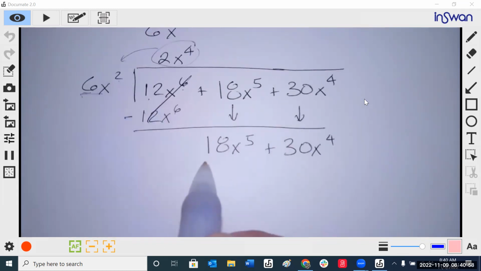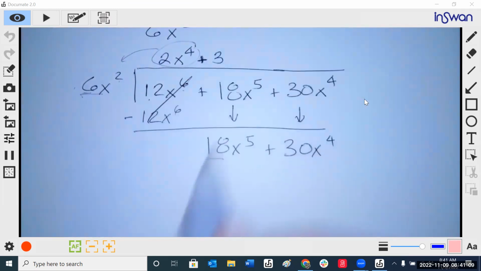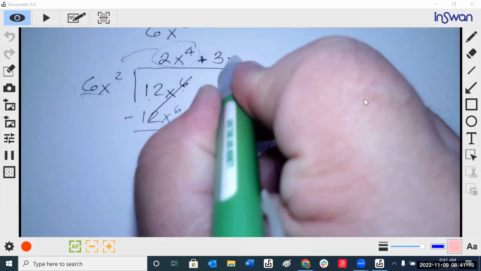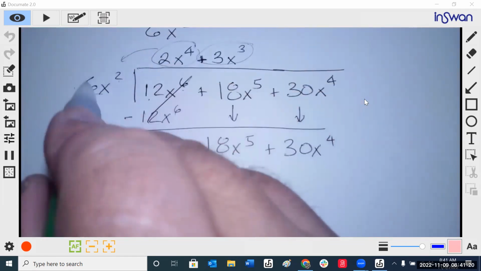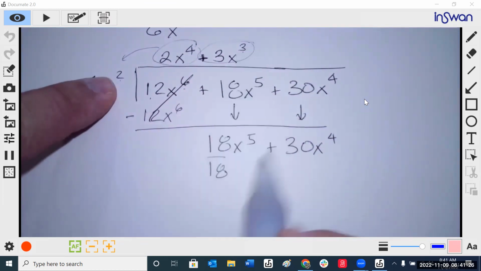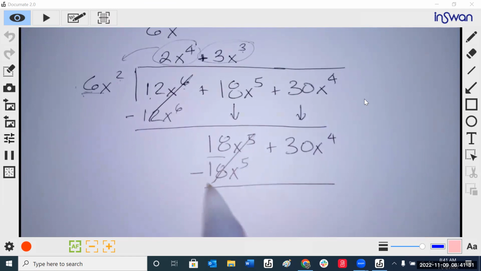What times 6 gives me 18? Positive or negative? Because remember, it's positive times positive, it's positive. So 6 times 3 is 18. How many more x's do I need? Yeah, there's 2 there. I need to have 3 more. So I take this whole number. Positive, positive is positive. 6 times 3 is 18. 3 plus 2 is 5. Change the sign and add. Bring down everything else.